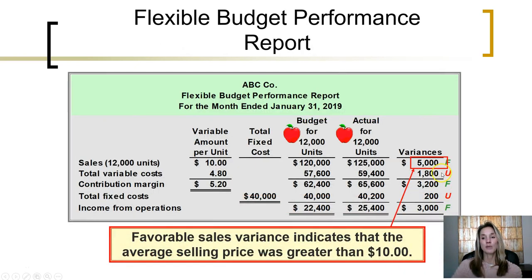So now, when we look at the variances between the budget and the actuals, we are seeing variances that are caused not because the level of sales between actual and budgeted results are different, but because the selling price per unit or the cost per unit or total fixed cost were different from the budget.